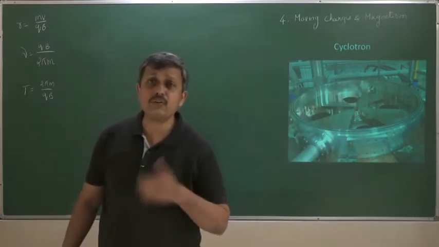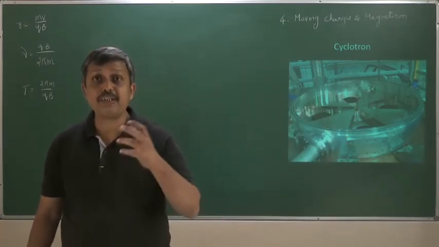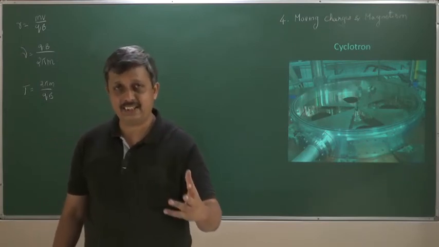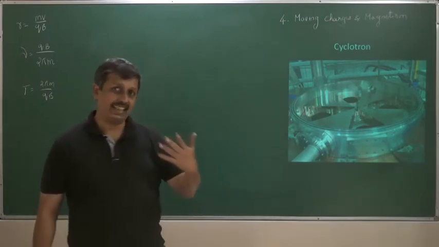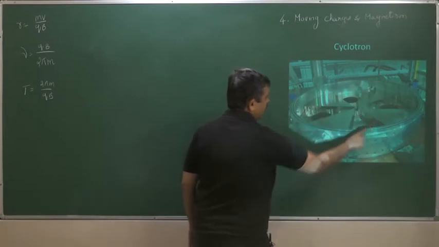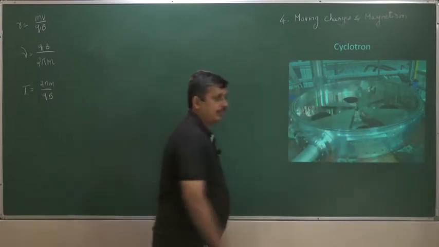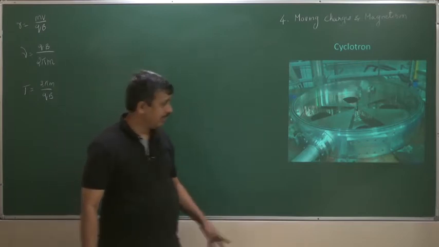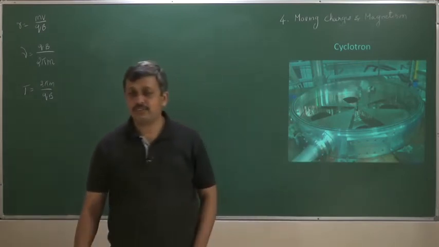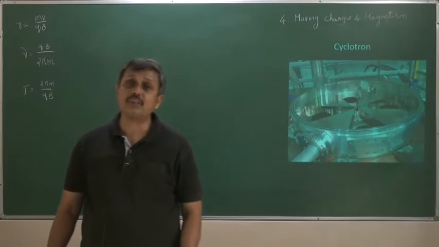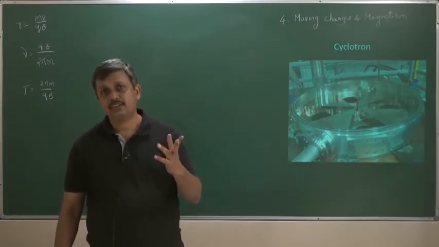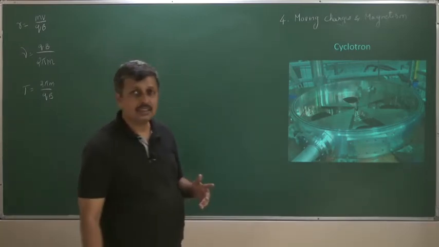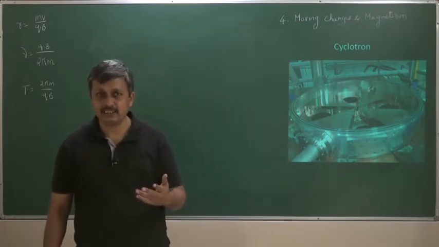Those charged particles start from the center and keep rotating like this inside. As they rotate, they are made to speed up, they are made to accelerate. As they accelerate, they come more and more near to the periphery of the circle, and ultimately they go out by using a deflector. So cyclotrons are simply some kind of particle accelerators.